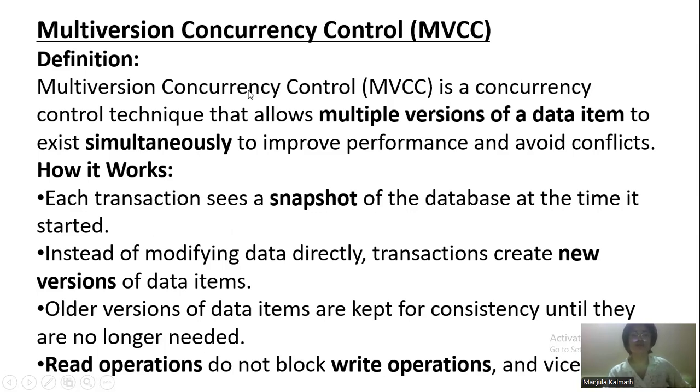Multi-version, here it will be creating different versions. Multi-version concurrency control is a control technique that allows multiple versions of a data item to exist simultaneously to improve performance. For example, in a table, in a relation, if we are going to update a particular record, say the employee salary, I need to increase it for a particular employee. The employee salary will be increased by 1,000 for the employee where employee ID equals this much.